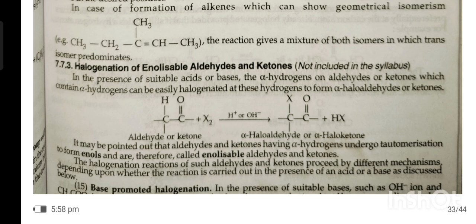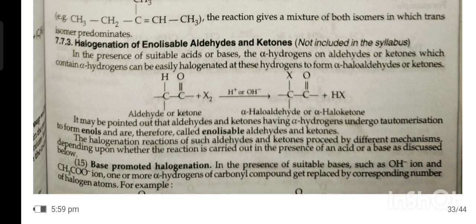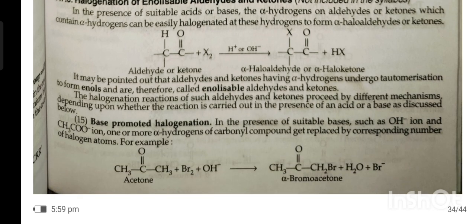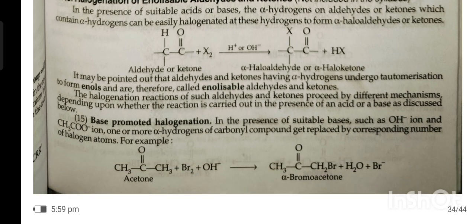Halogenation of enolizable aldehydes or ketones is included in the syllabus. It occurs in the presence of a suitable acid or base. The aldehyde and ketone which contain alpha hydrogen can easily be halogenated at these hydrogens to form alpha-haloaldehydes or ketones. It may be pointed out that aldehydes or ketones having alpha hydrogen undergo tautomerism to form enols and are therefore called enolizable aldehydes or ketones.